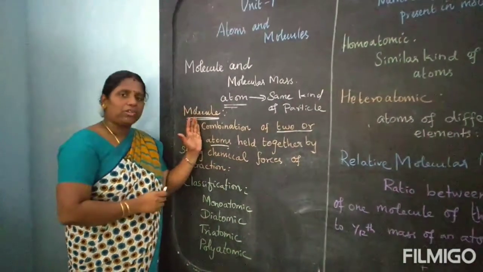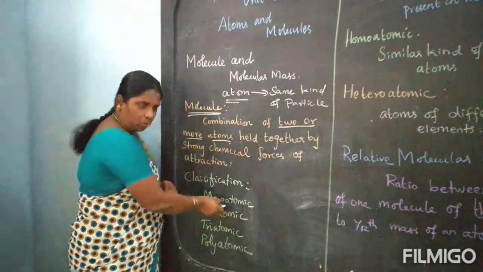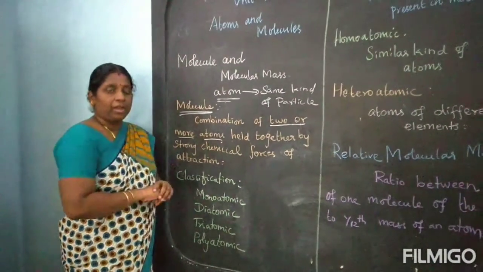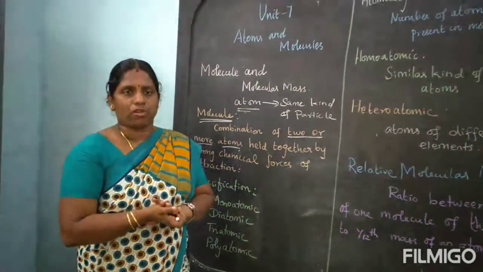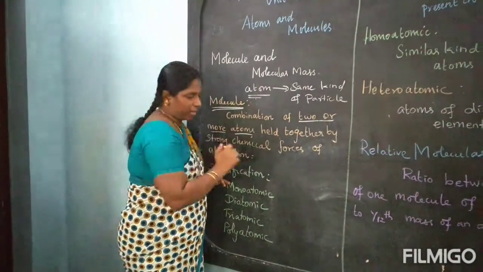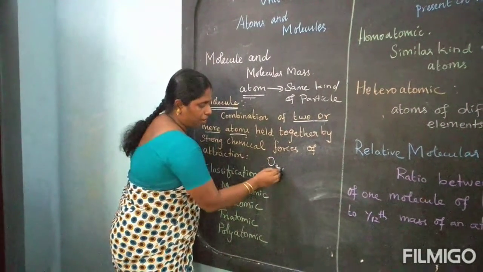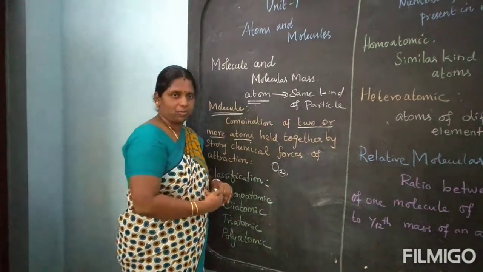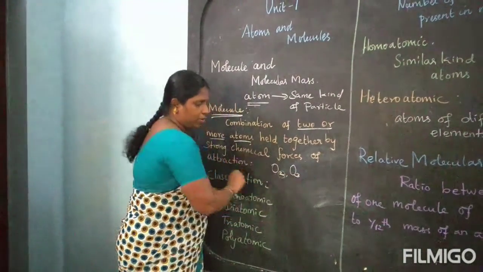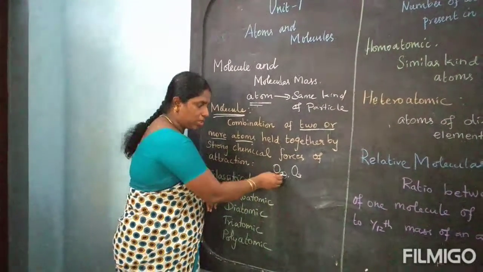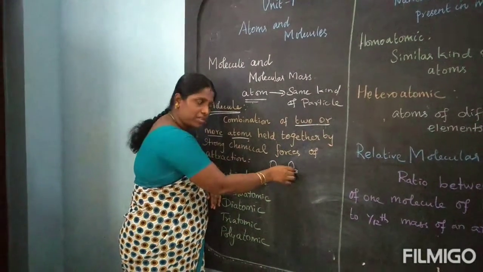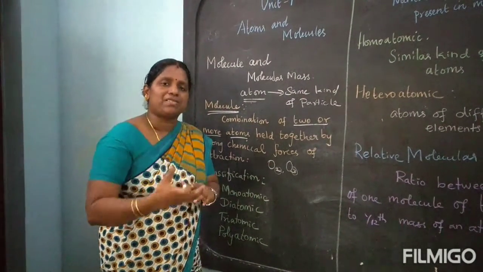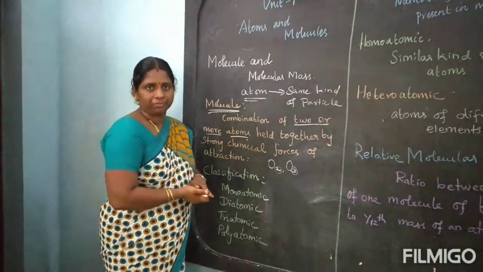Is that clear? What are the types of molecule? Monoatomic, diatomic, triatomic, polyatomic. Before that, we want to know a few examples of molecule. If you take oxygen, O2, the subscript in the element shows the molecule, O2, O3. How many atoms are present in oxygen? 2 atoms. How many oxygen atoms are present in O3? 3. So if more than one atom is present in an element, we call it a molecule.